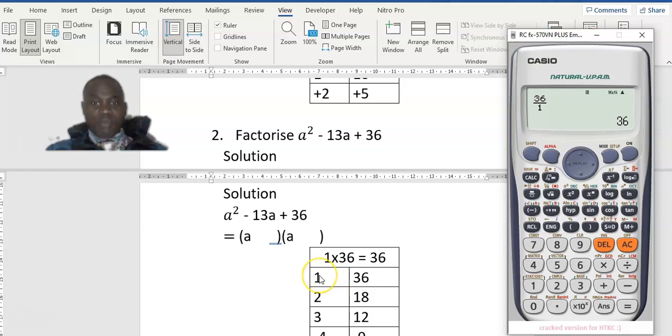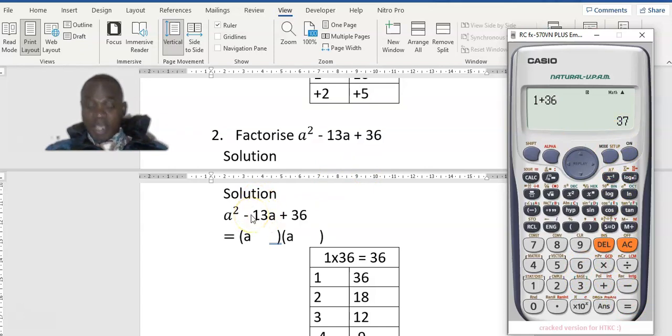So always 1 times that number will give you the same. Then you move on to 2. But before you move on to 2, we must check whether 1 plus 36 will give us negative 13. So let's see. 1 plus 36. It will give us what? 37. Are we together? It gives us 37. Is it the same as this?